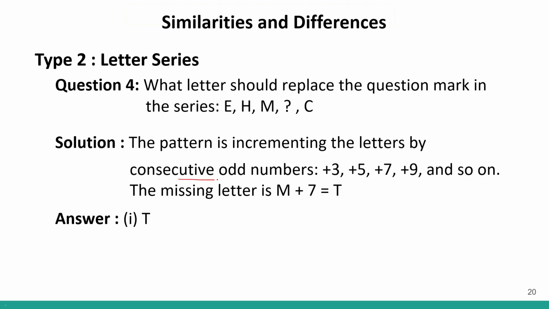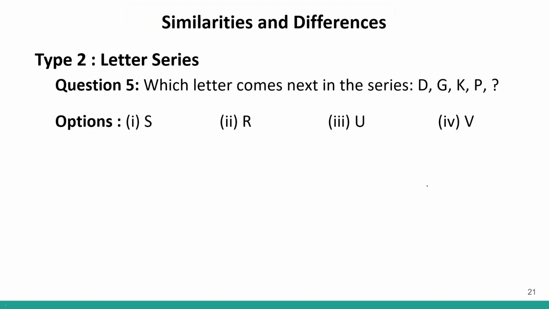You can see clearly we are adding consecutive odd terms. Now, which letter series comes next in this particular series? So D we know is ranked at 4. G we know is ranked at 7. Similarly, K is ranked at 11 and P is ranked at 16. So if we look at this question, 4 plus 3 ranks will give me 7. Similarly, 7 plus 4 ranks will give me 11. And 11 plus 5 ranks will give me 16.